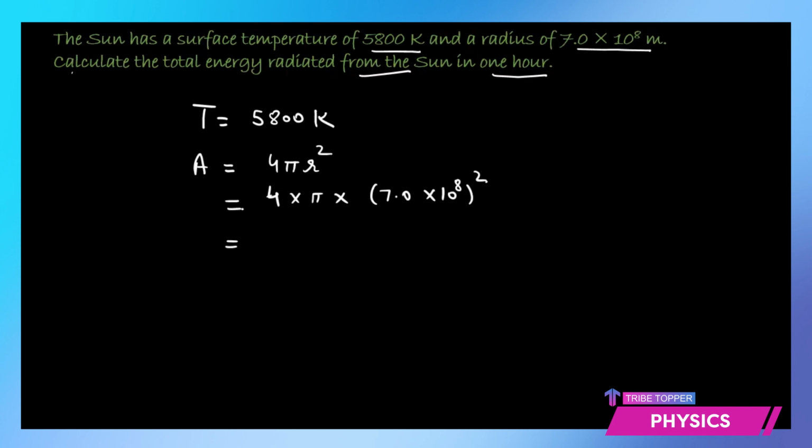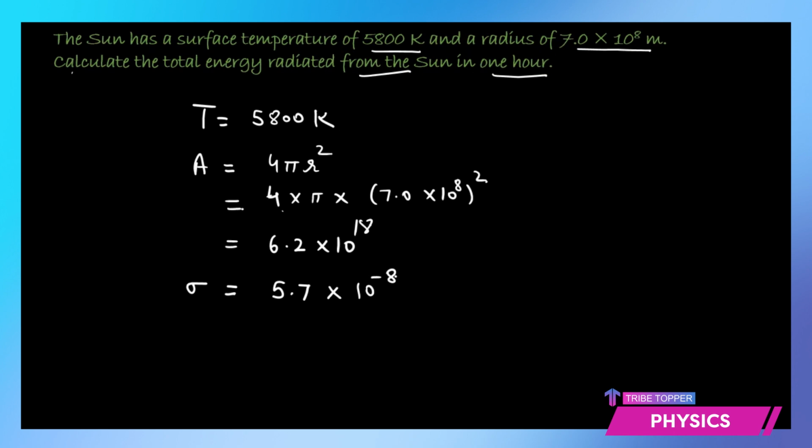So substituting it as 4 times pi times r squared, r is 7 times 10 to the power 8, squared. So we get 6.2 times 10 to the power of 18 meter squared. Now that's the surface area. And sigma, the value of the Stefan-Boltzmann constant from your data booklet, you will find it as 5.7 times 10 to the power of negative 8. So we just have to find the total energy radiated from the sun in 1 hour.